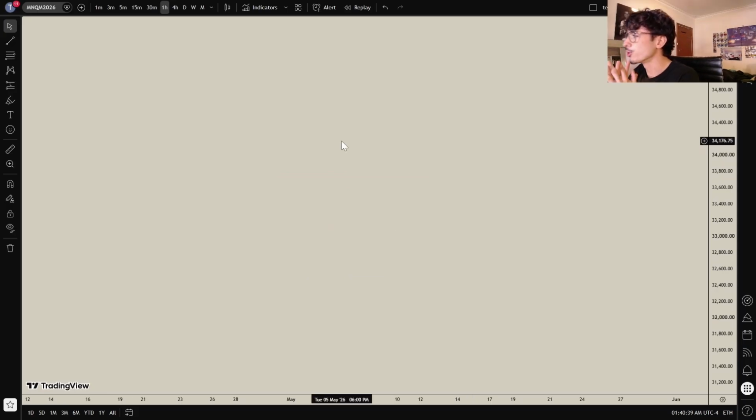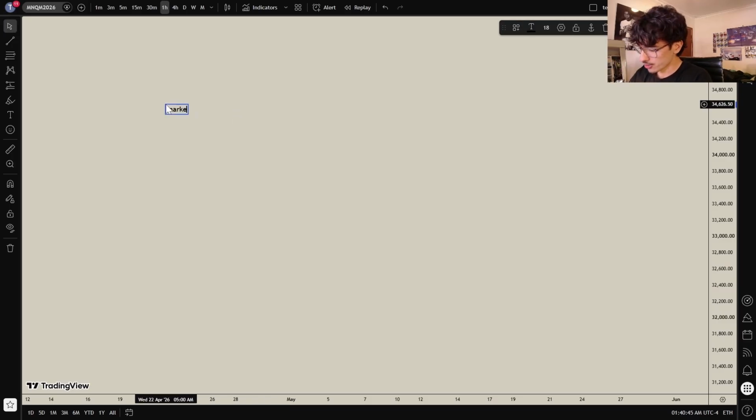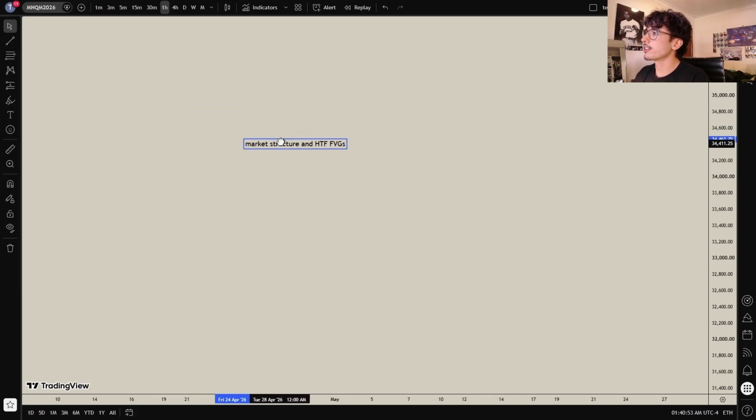So the way that I build my bias when going into the session involves two main key things, which is market structure and high time frame fair value gaps. These are the two main things that I look at when identifying my bias.